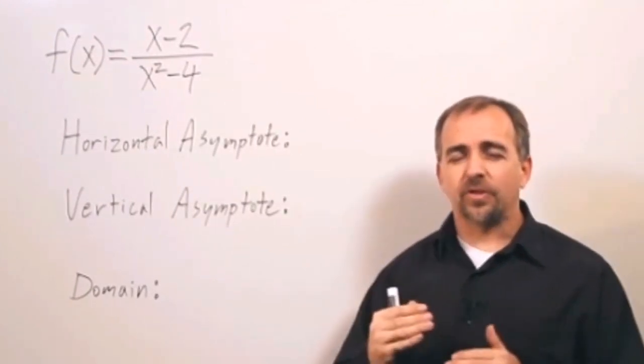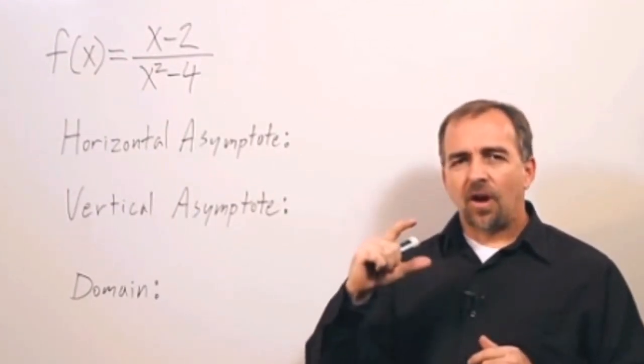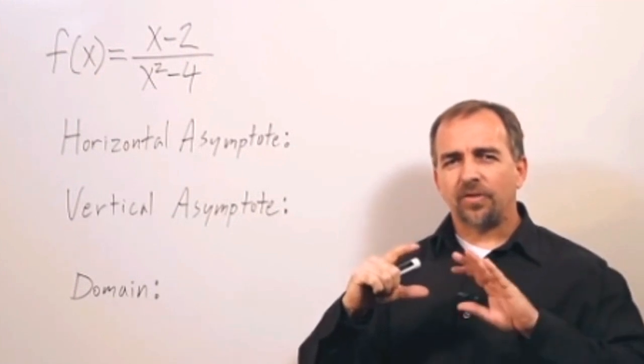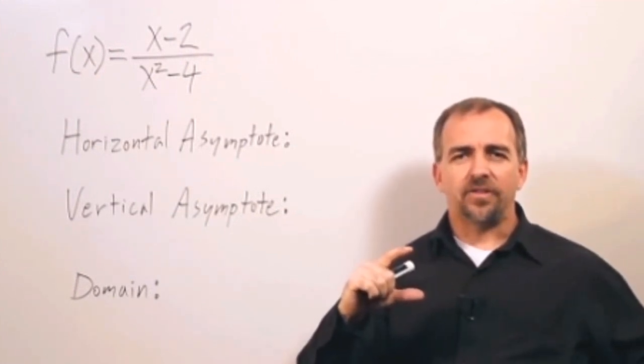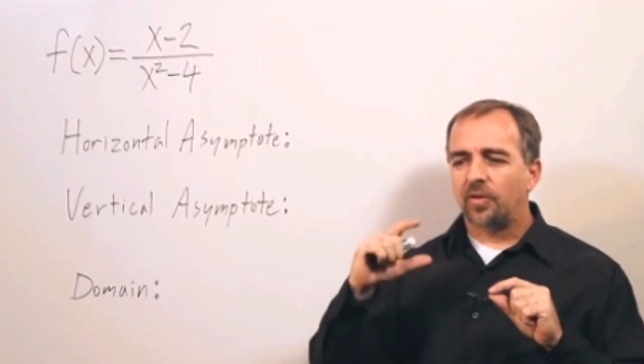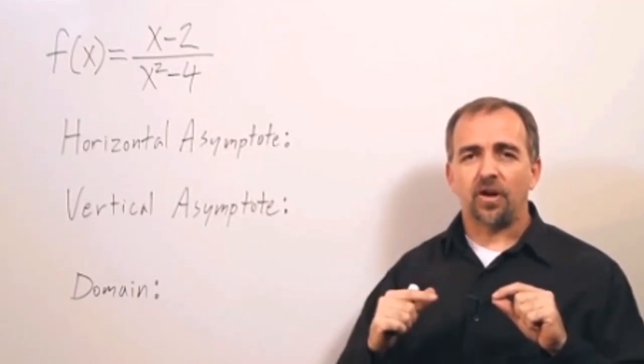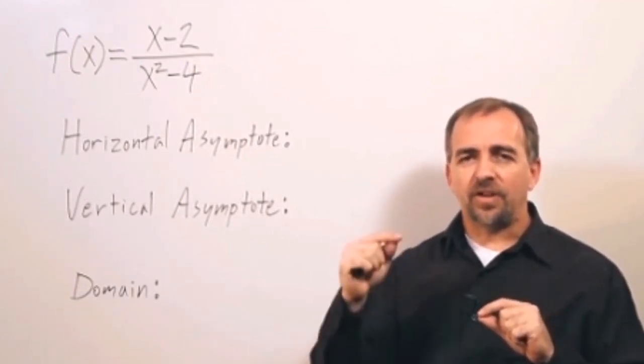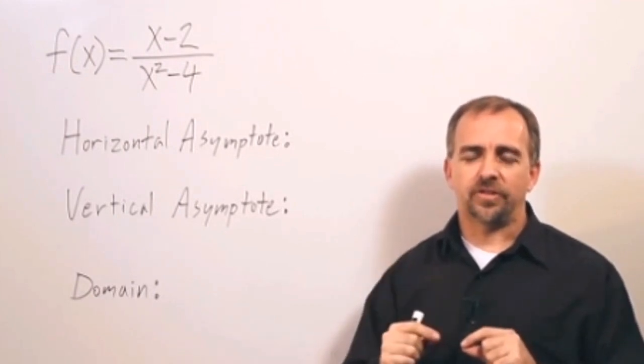If you have an equal degree top and bottom, our largest two terms, top and bottom, are going to sort of outgrow everything else in the fraction. And so our ratio is going to approach the ratio of those two terms. So our asymptote is the ratio of our two leading coefficients.